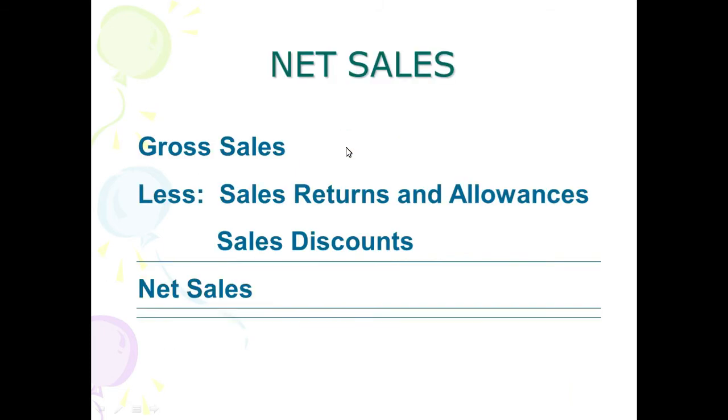What is net sales? Basically, net sales is computed as your gross sales less your sales returns and allowances and sales discounts. That's why it's called net. Net would imply that there is something that we deducted from the gross amount. So at this point, let us get to know what gross sales is.